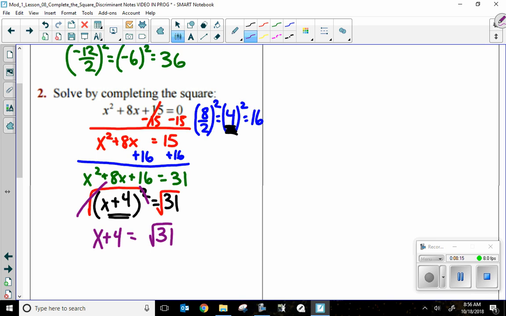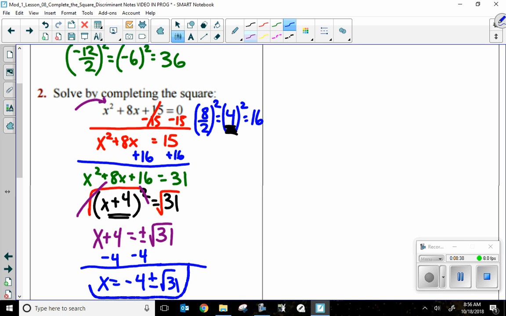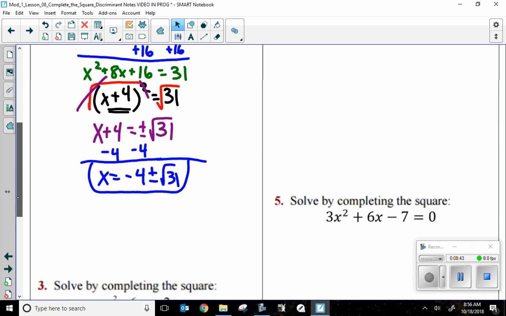But let us not forget the biggest exponent, or my degree, is 2, so I should have two answers, a positive and negative square root of 31. Now I just subtract 4 from both sides. X equals negative 4 plus or minus the square root of 31. Very good, very good, very good. Not too shabby. I'm getting pretty good at this stuff.